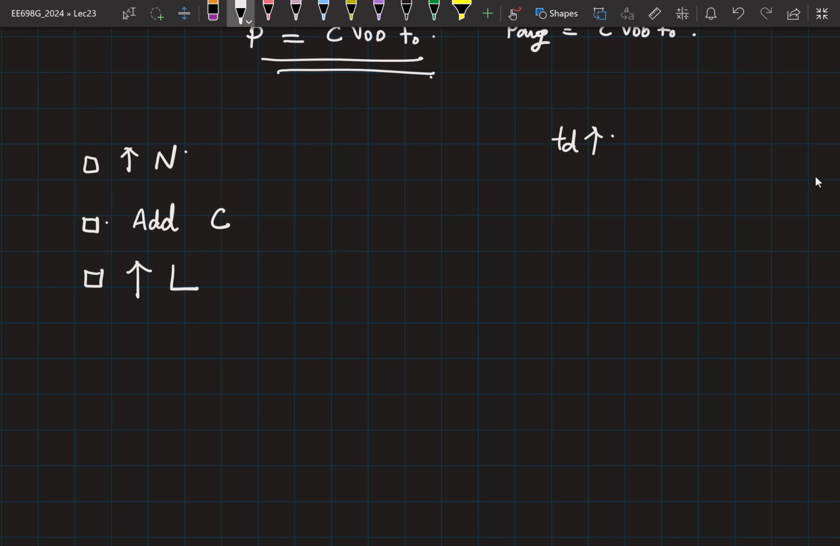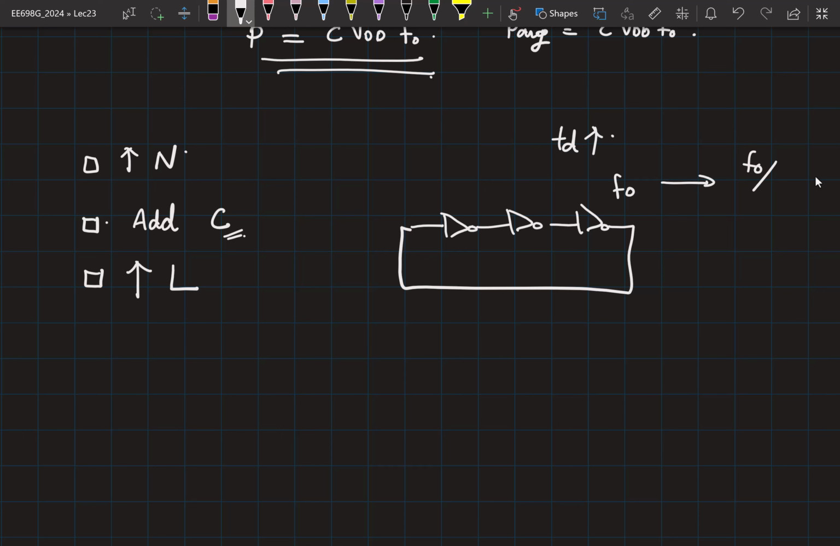Think outside the box, right? You are thinking inside the ring oscillator now. Is there anything you can add outside the ring oscillator to bring down the frequency? Adder? That is like adding the C. Yeah. What else? So you have a ring that is oscillating at some F naught. Let's say you want to bring it down to F naught by M.